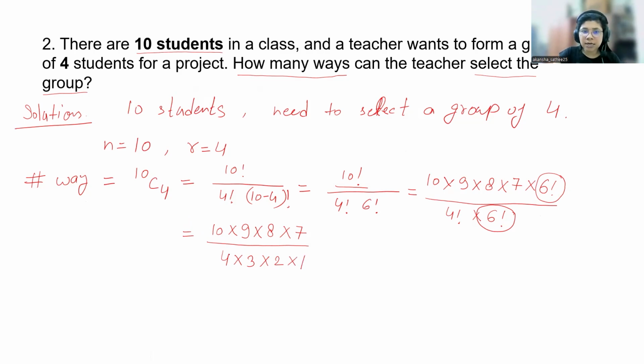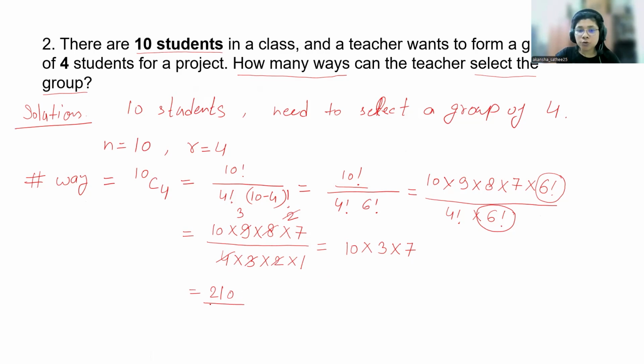Now you can see that 4 and 8 will give you 2, and 2 will get cancelled with this 2. And here you have 3 and here you have 9. So 3 and 9 will give you 3. So the final answer would be 10 into 3 into 7. So that will give you 210. So these many ways a teacher can select a group of 4 students out of 10 students.